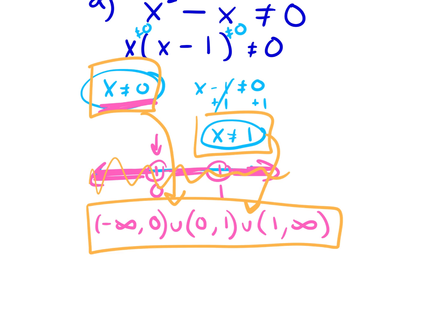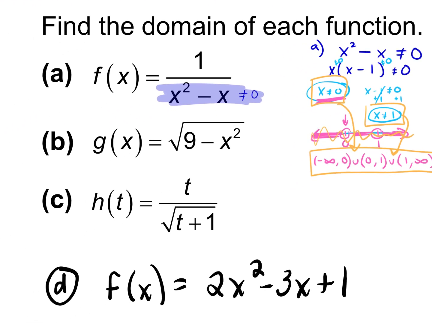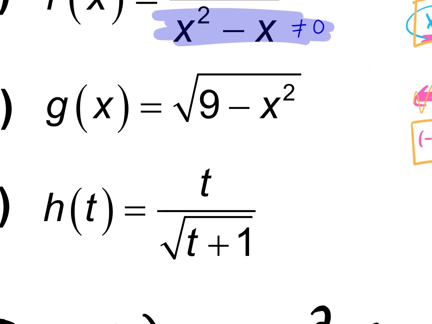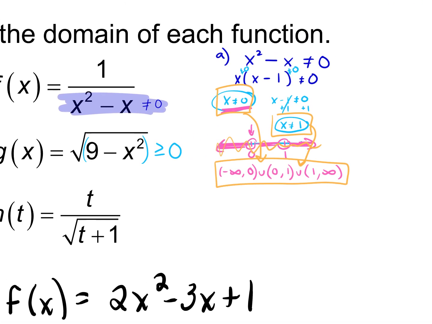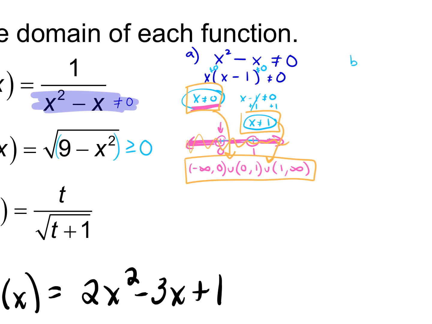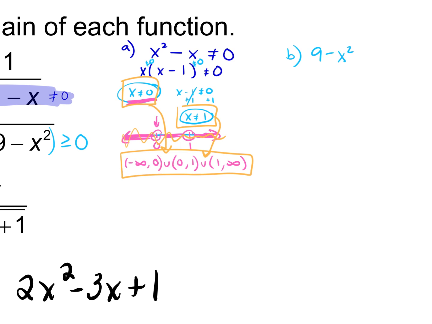All right, let's look at B. So in B, we have a square root, a radical. We know that under our radical, what can we not have? Negative numbers. So we would set what's under our radical greater than or equal to 0, because it has to be all positive numbers. So I'm going to do that on the side over here for B. We have 9 minus x squared is greater than or equal to 0.